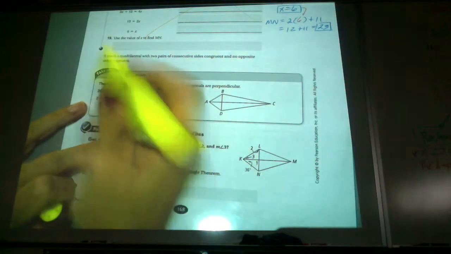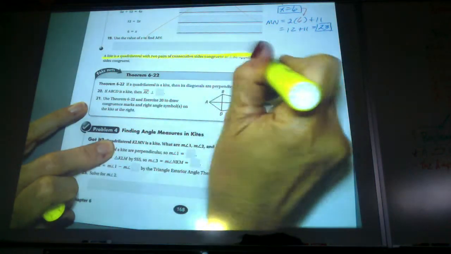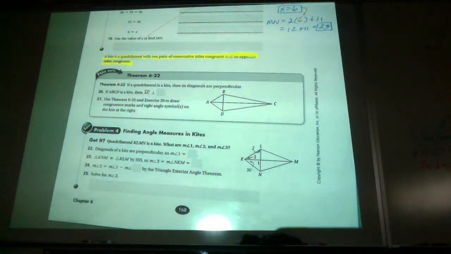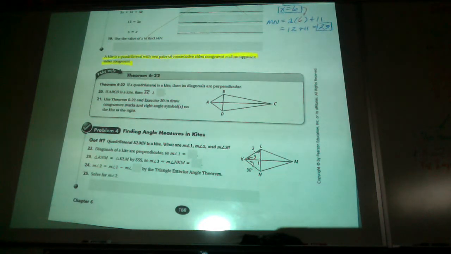Some of you question, a kite, really? A shape? Absolutely. So a kite is a quadrilateral with two pairs of consecutive sides congruent and no opposite sides congruent. Because if you have two consecutive sides that are congruent and opposite sides congruent, wouldn't you have a square or rhombus? And it is neither a square nor a rhombus.